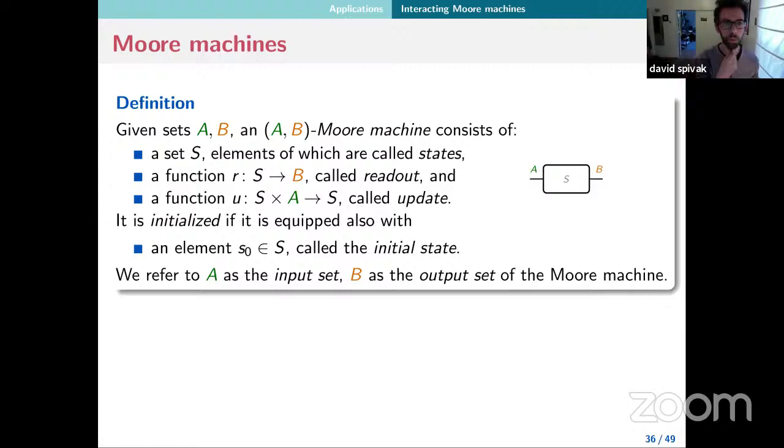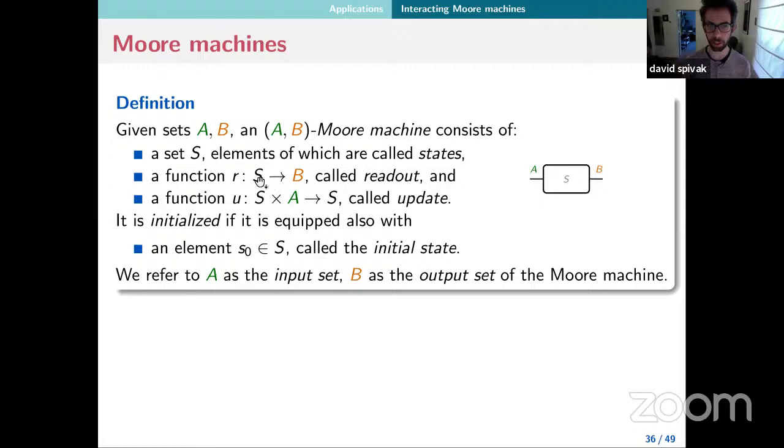A Moore machine, Helle talked about this in her talk, an A B Moore machine, which we draw this way. It's as though it has inputs A and outputs B, but what is it? It's a set S of states. Elements of this set are called states. There's a function called R from S to B, the readout.